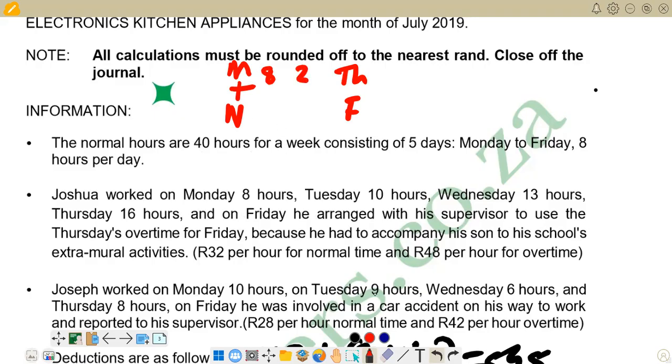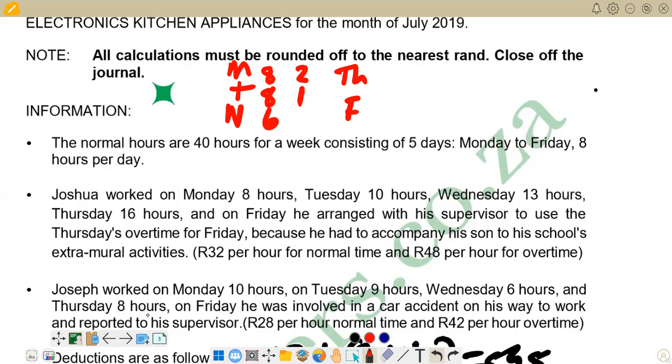Then for Tuesday, 9 hours. So we have got 8 normal and 1 for overtime. Then on Wednesday, sorry, on Wednesday we have got 6 hours. So it means our normal is 8, so this one is actually below the normal. So we are going to take all what we have on Wednesday and put it on normal. Normal is 6. It means there's no overtime.